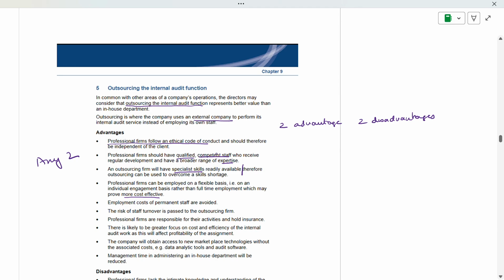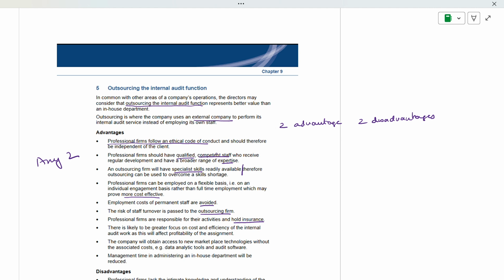First, you have to give the reason and you have to tell the result also. Any two, you take any two you wish. Employment costs of permanent staff are avoided. We don't have fixed cost, we have only variable cost. The risk of staff turnover is passed to the outsourcing firm. You don't have to recruit anyone, it will be done by the firm only. Professional firms are responsible for their activities and hold insurance, which means they are accountable.